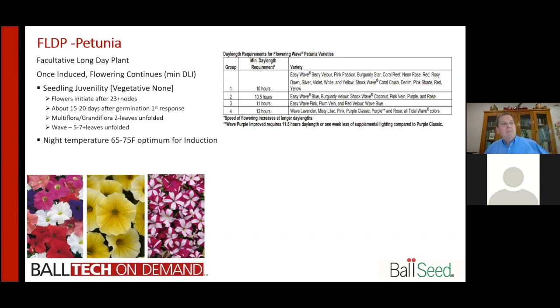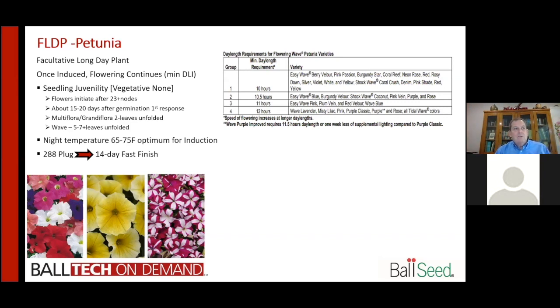If the night temperatures are less than 65 degrees, they are not photoperiodic. If the temperatures are over 75, you start to delay induction. So you really need to have those temperatures dialed in. Not too hot, not too cold, but just right for best initiation. I just mentioned something we've done many years ago, which is how you do a fast crop.